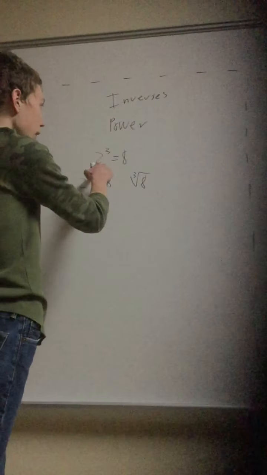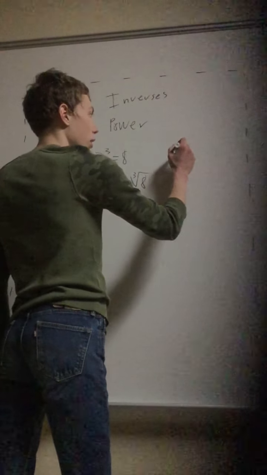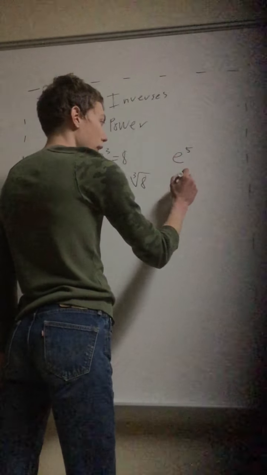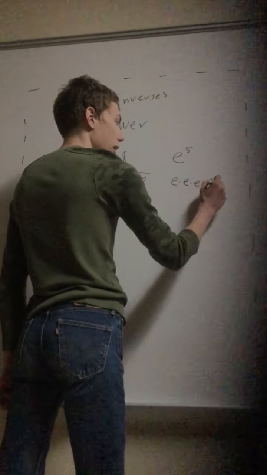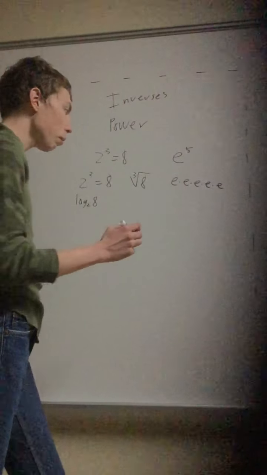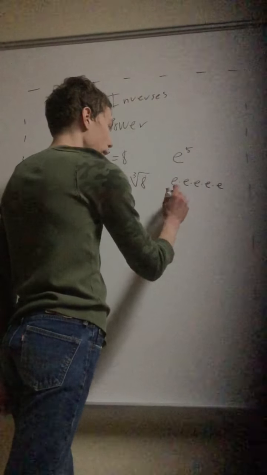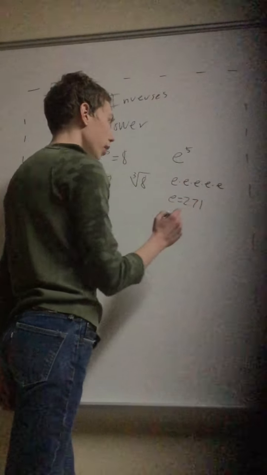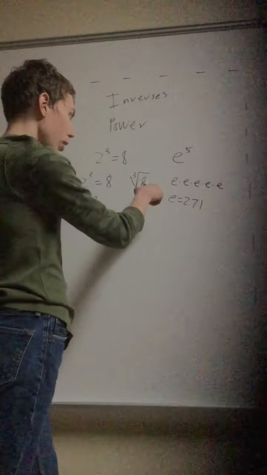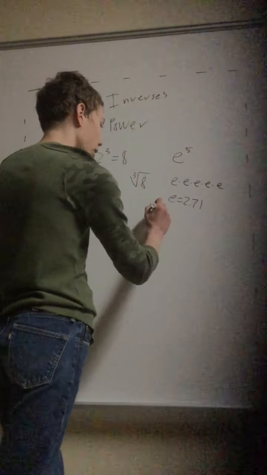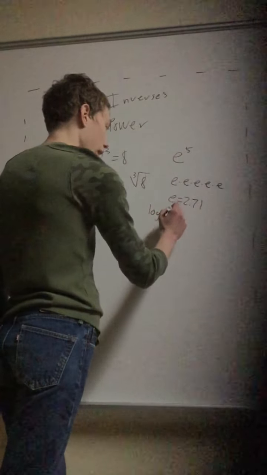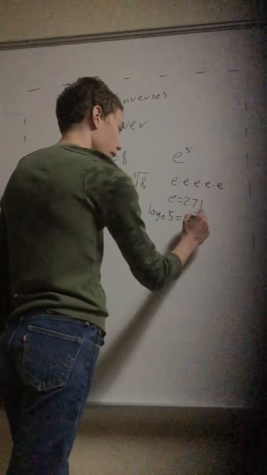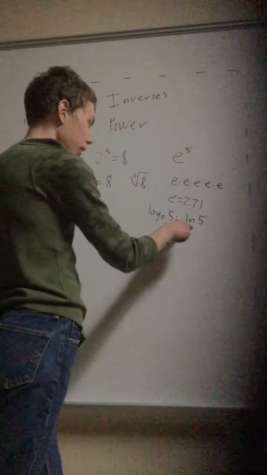It turns out that a very special base is e. So e to the 5 is e times e times e times e times e. But e is a special irrational number, approximately 2.71, and it's so special that we also like to take the logarithm base e a lot, and we have a special name for this. We just call it natural log, ln.